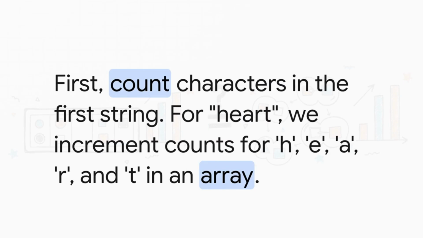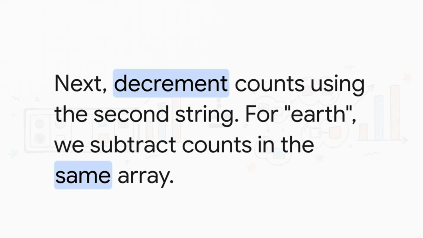Check this out. We grab the first string, heart. We create our simple frequency array of size 26, and we loop through the word, adding 1 to the count for H, E, A, R, and T. Our array now holds a perfect fingerprint of that first word. Next, we grab the second string, earth. And here's the clever part. We loop through it, but instead of adding to the counts, we do the opposite. We subtract from the counts in that very same array. We take 1 away for E, 1 for A, 1 for R, and so on.